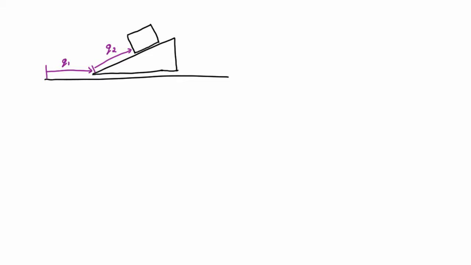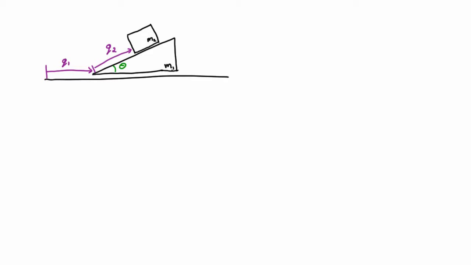When I look at this, I realize I'm going to need to know this angle in order to solve things, so we'll just put in the theta there. And I'm going to need to know the masses of these two things, so I'll call this block 2 and I'll call this block 1, M1 and M2.